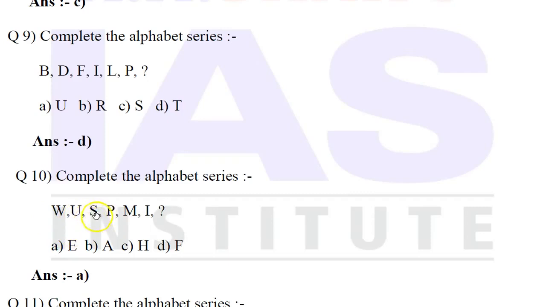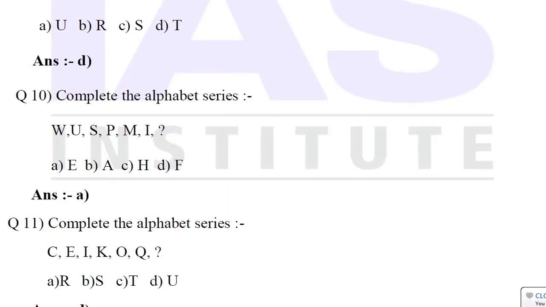Now S and P. S minus 3, the answer here is P. Now P and M. P minus 3, the answer here is M. Now M and I. M minus 4, the answer here is I. So same thing now. I minus 4 would give you this particular answer here. So I minus 4 is E. That's why option A, E, is your correct answer here.